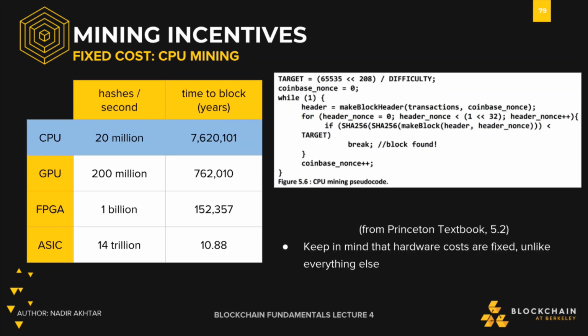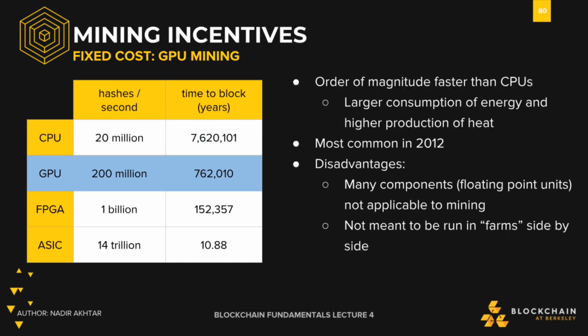All right, so with CPUs, the main takeaway from this slide, I think, is that hardware costs are fixed. Unlike what we said earlier with electricity, which is one of the costs that are actually variable, just because the cost of electricity changes.